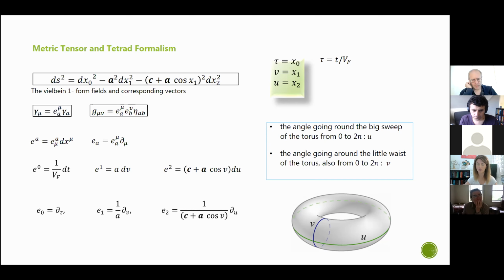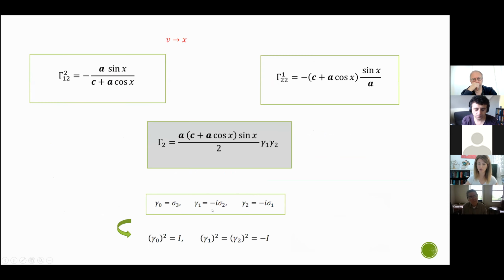I also would like to show you the angles for considering this torus from these u and v. These are changing from 0 to 2 pi. Yes, I just continue. According to the calculations, we can obtain the Christoffel symbols and the spin connection. And I am using the standard representation for the gamma matrices.